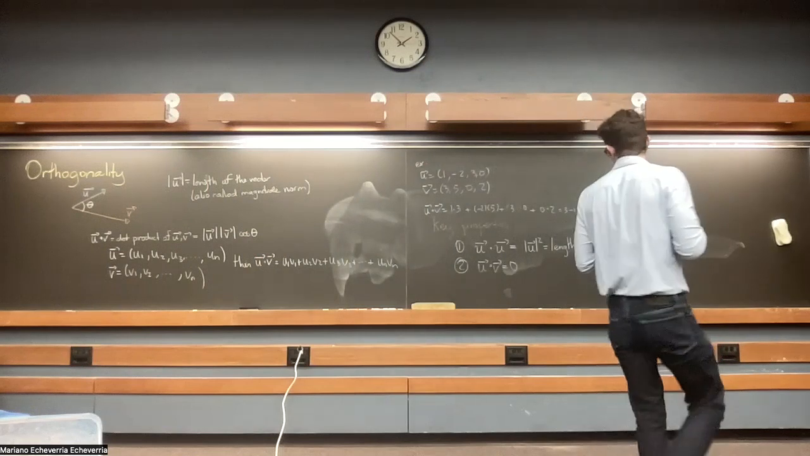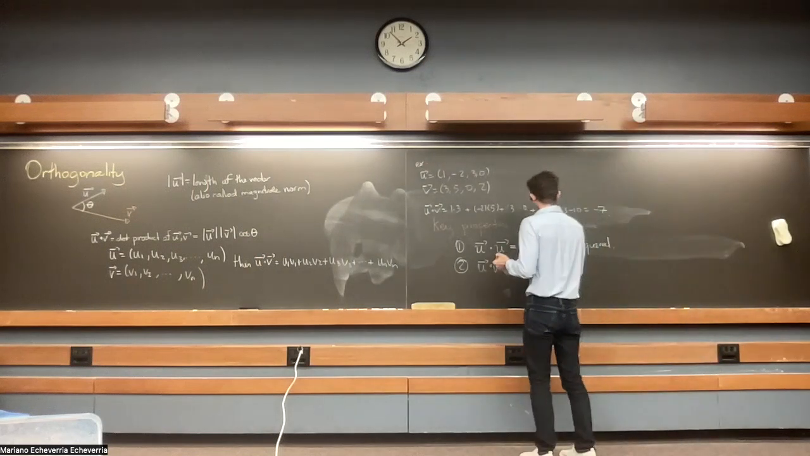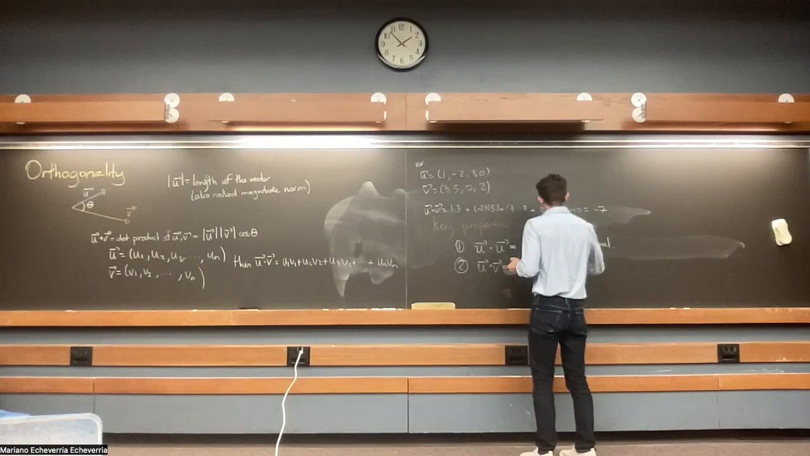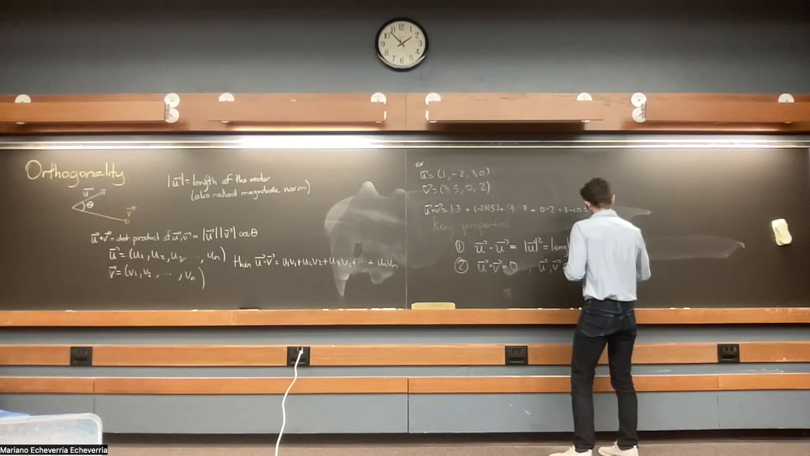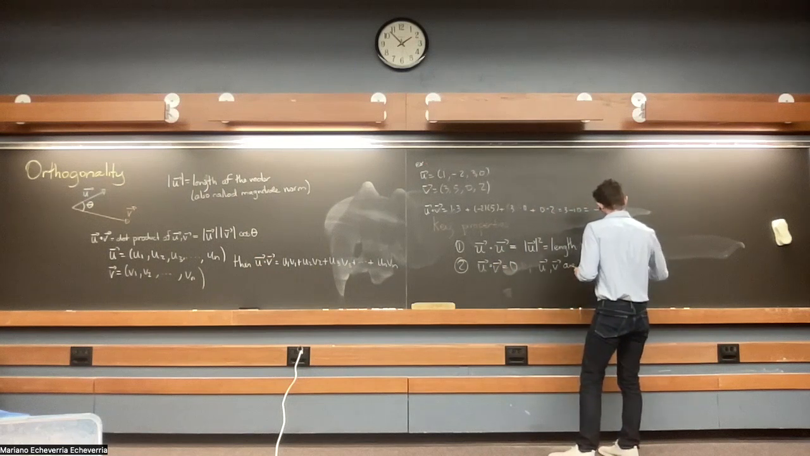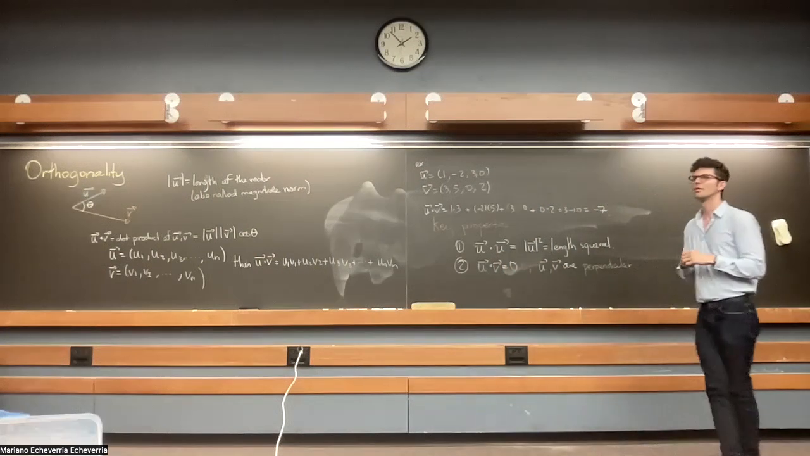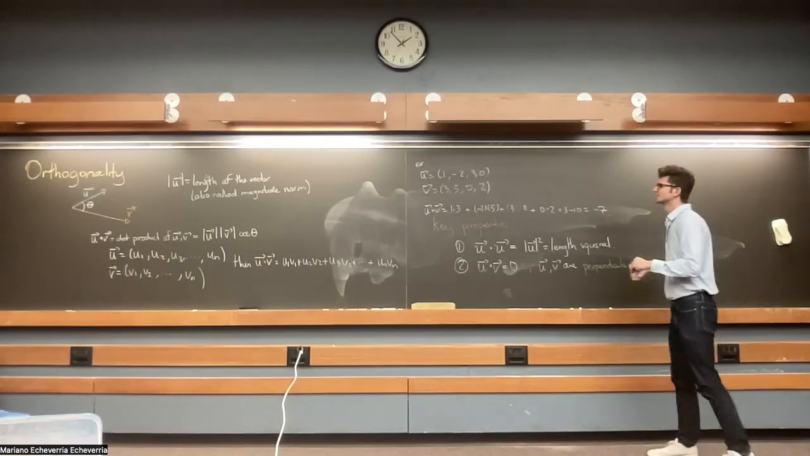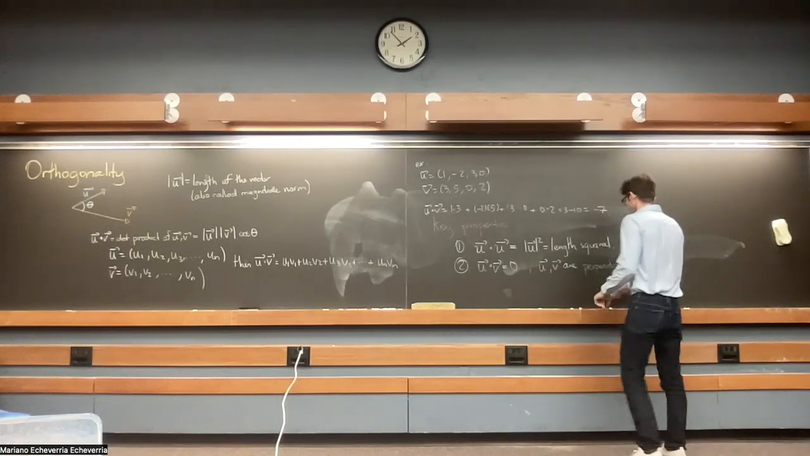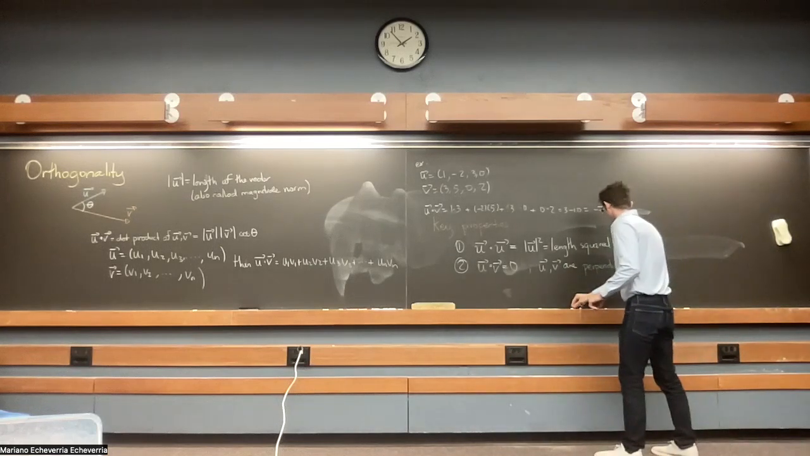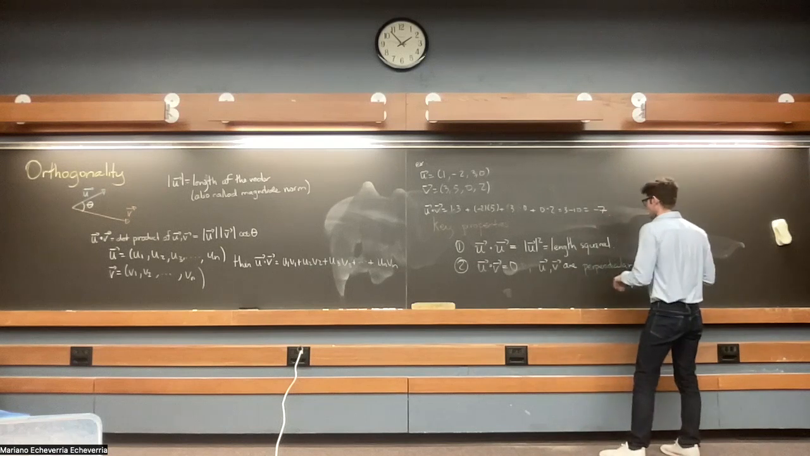So what I'm trying to say is that if the dot product gives you zero, u and v are perpendicular. In this class, it's common to call perpendicular vectors orthogonal. That's why I'm calling this orthogonality. A synonym for saying that the two vectors are perpendicular is to call them orthogonal vectors.